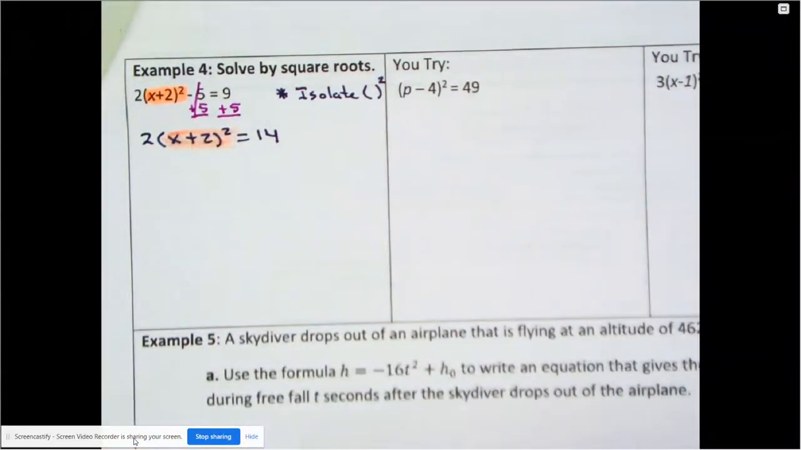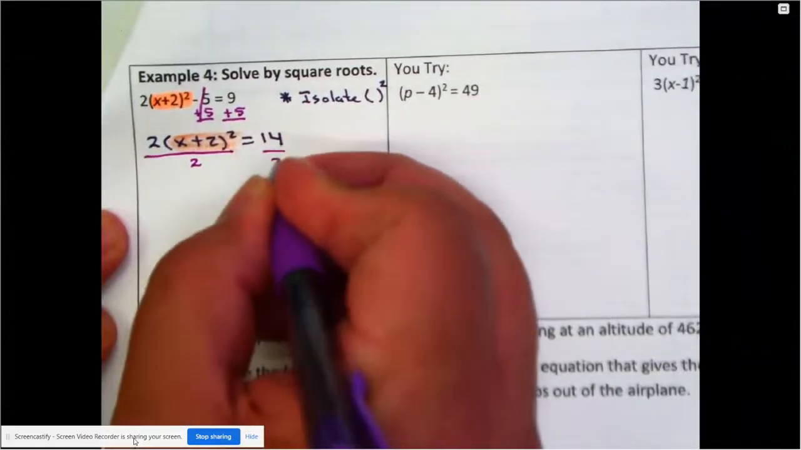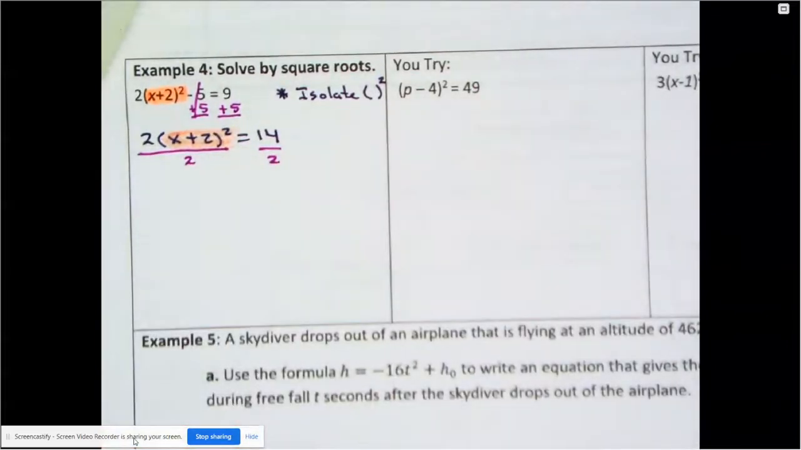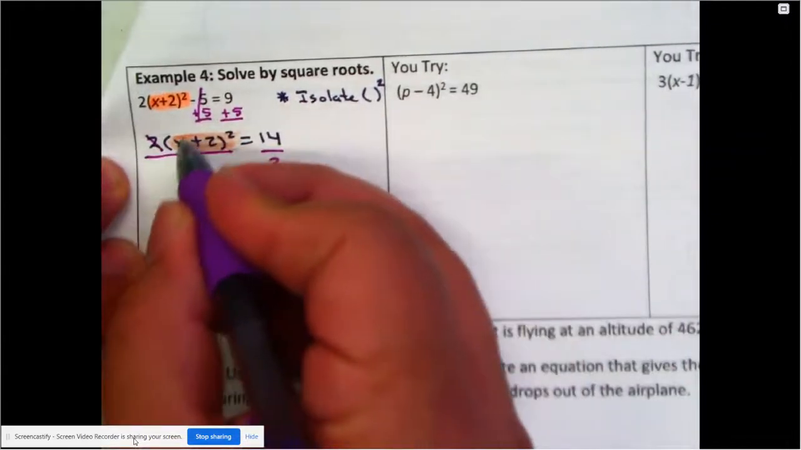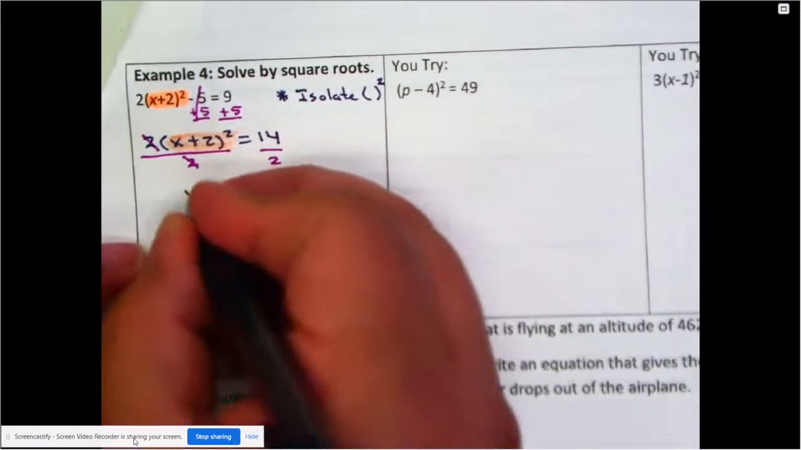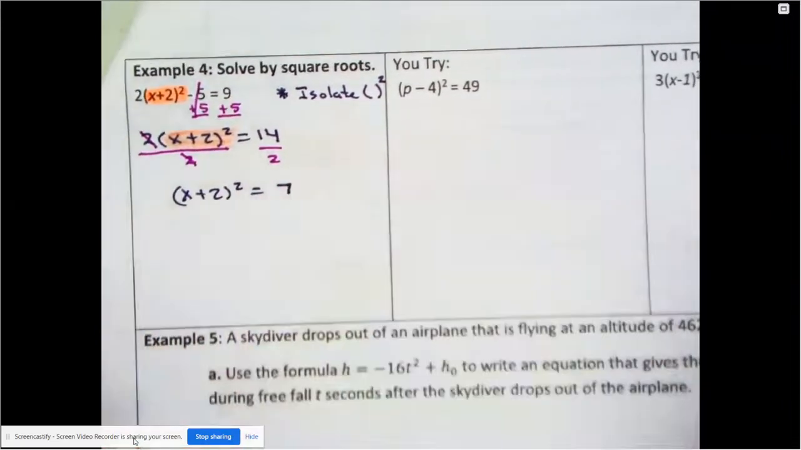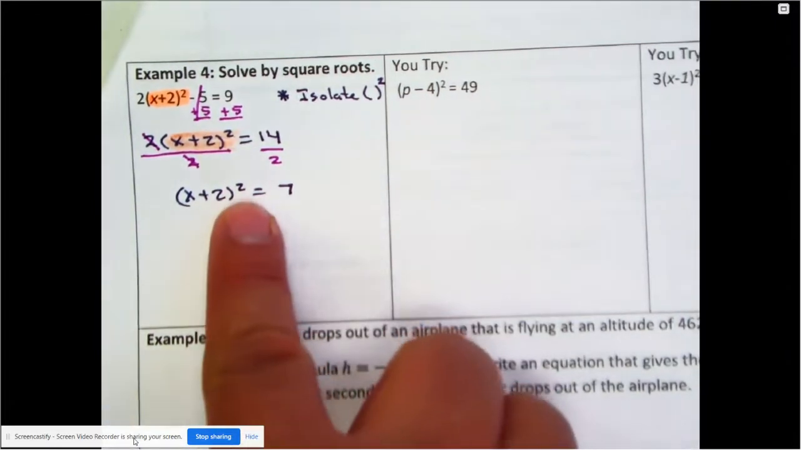So I'm going to divide everything by 2. The mistake that some people make is they think, oh, I should distribute. No, you're trying to get things away from it, not make it worse. So our twos go away. Besides, distribution can't work because of that power of two. So we end up with x plus 2 quantity squared is equal to 7. There. That's what isolation of a power of 2 looks like.